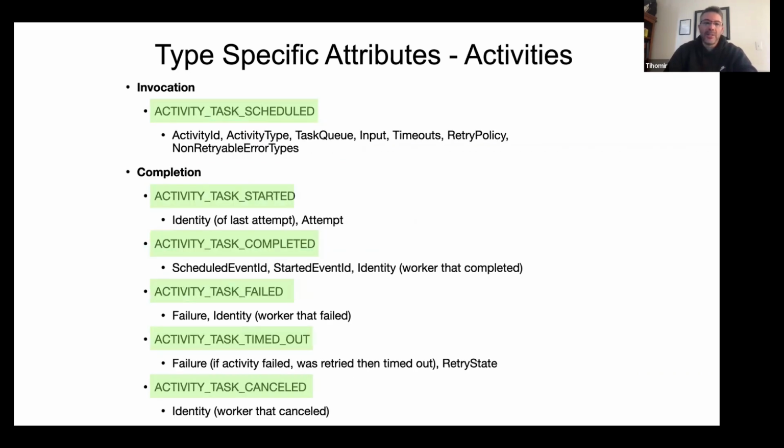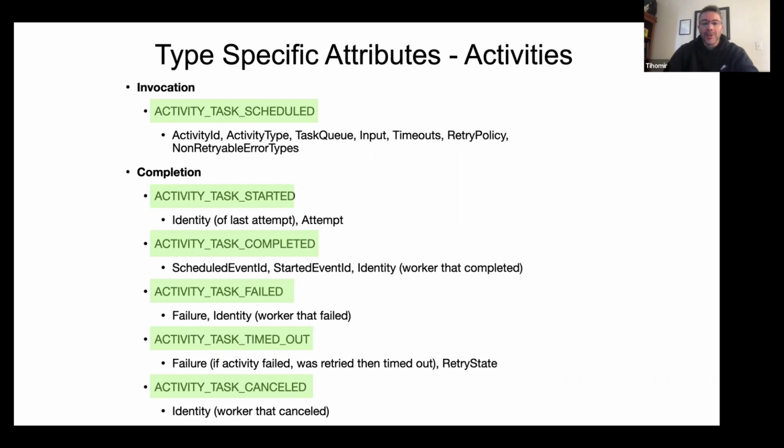Now for activities, it's a similar thing. We have an activity task scheduled event that has different type attributes. For example, activity type will let you know what type of activity your workflow code requested to be scheduled for execution. And then we also have a bunch of different completion-specific event type attributes. One I especially want to bring up is activity task failed. Through your event history, you can see the failure, what happened that caused this activity to fail.